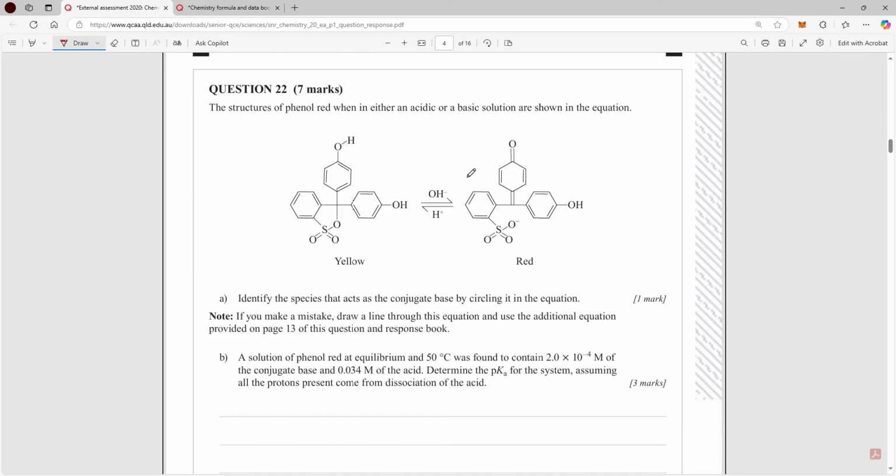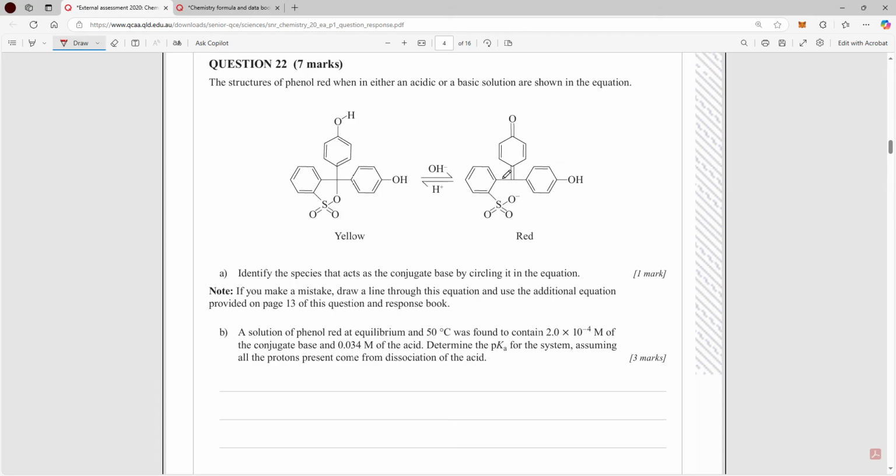Okay. Alrighty, so question 22. The structure of, I don't know how to pronounce that word, phenol red, when it's either an acidic or a basic solution are shown in the equation. Okay, so straight away we have an equilibrium system on our hands. Okay, so in equilibrium we have probably a weak acid, because they mention acidic or basic solution. Okay, identify the species that acts as the conjugate base by circling in the equation.